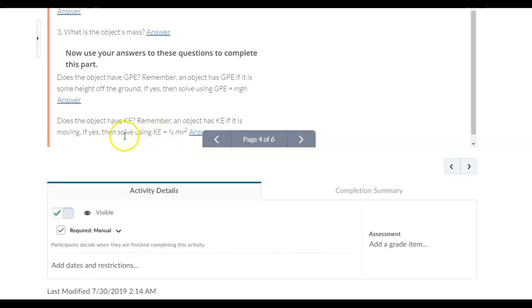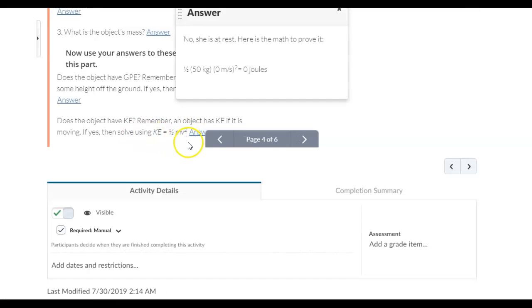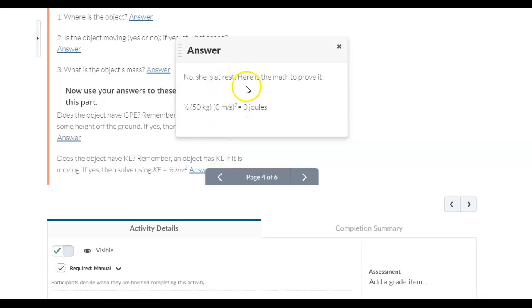And now we're looking at this problem. Does she have kinetic energy? Remember, it has kinetic energy if it's moving. So since she does not, she's not moving. No, because if you put that 0 in there for speed or velocity, it's 0. So there is no kinetic energy in this example.